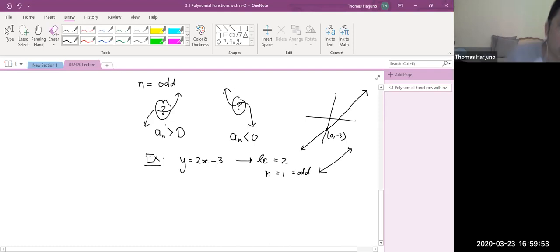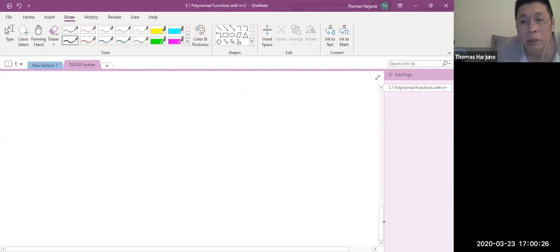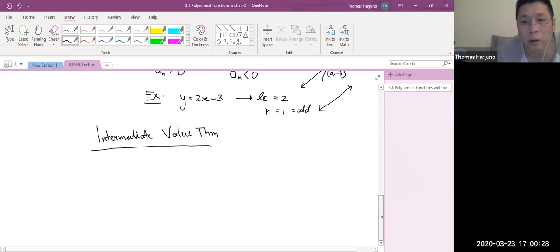Okay, that's for the far ends behavior. Let's go to the second topic of this section, the intermediate value theorem. Now, this intermediate value theorem applies not only for polynomials, it actually applies to all continuous functions. However, we will just discuss the situation in this polynomial for now.